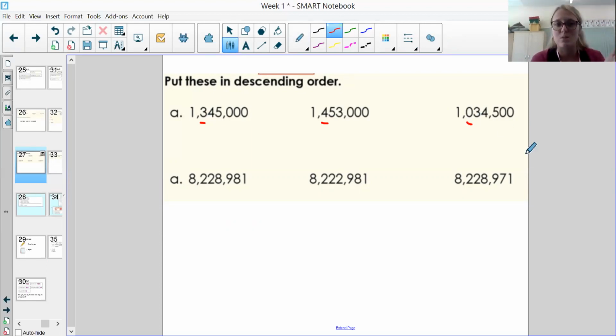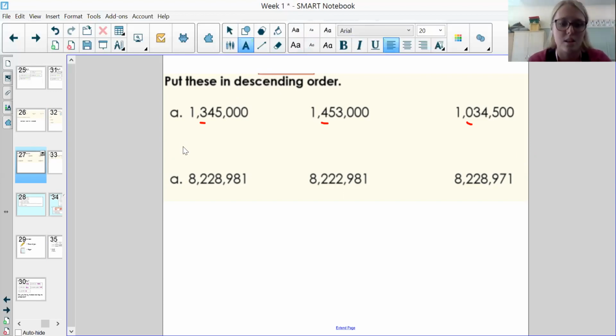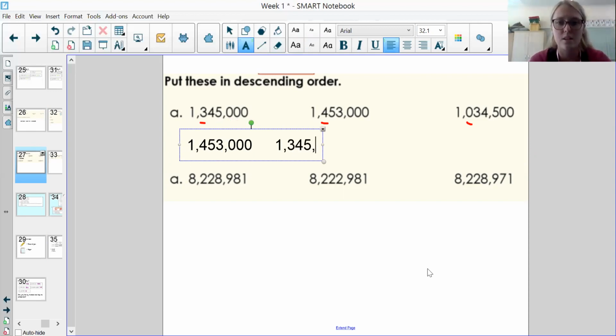So because we want descending order, we want the biggest one first, which is 1,453,000. So that one is going to go first in our ordering. Because all of the 100,000s digits are different, that means we don't need to compare any of the other digits, okay? So I can automatically just tell you that the next number, so which is bigger, 3 or 0? Yep, 3. So the next number will be 1,345,000, and then the last one will be 1,034,500, okay?